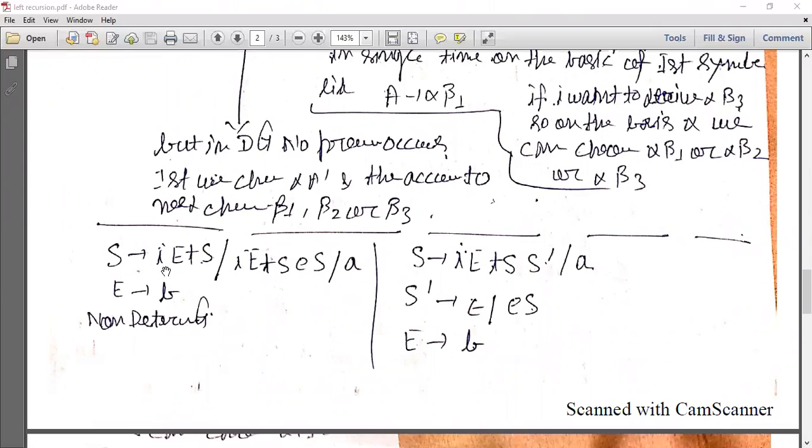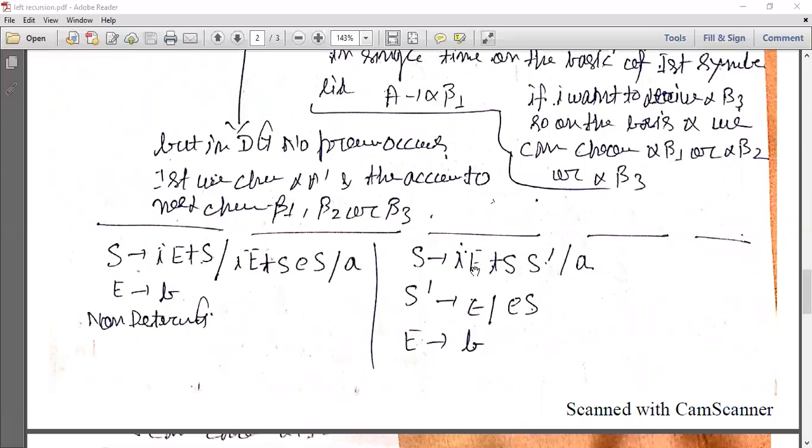Now we take one more example, right? S tends to iEtS, or iEtSeS, or a, right? So this is a non-deterministic grammar. How to check whether the grammar is non-deterministic? If things are repeated, iEtS is repeated two times, so this grammar is non-deterministic. How to convert this non-deterministic grammar? We take care of the common part, right? iEtS is a common part.